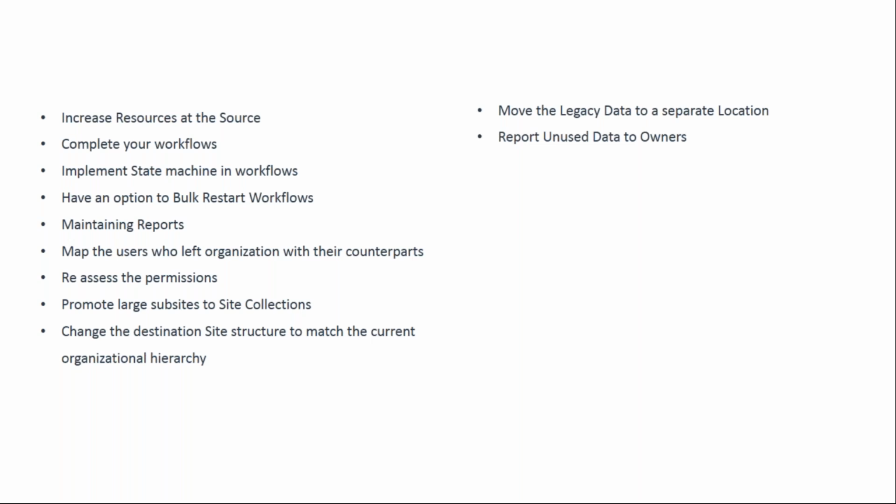Reassess the permissions. Again, over the years, a lot of permissions would have been given. The user either would have moved out of the company or moved to a different department. So it's always better to go back and check the permission matrix and see if the permissions are still valid and if the user who has permission actually needs to be there. Migration is the best time to do the reassessment and make sure the destination environment is better configured in terms of permissions.